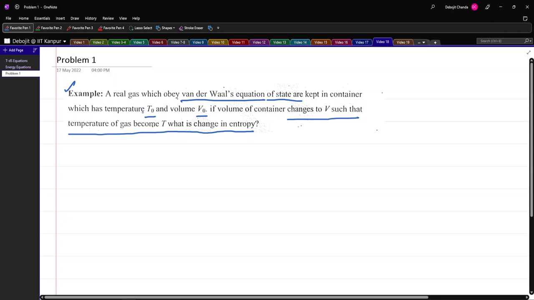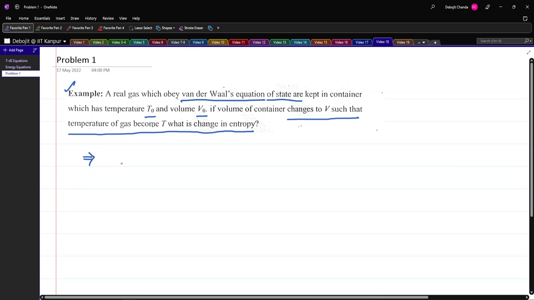Now, what is the difficult thing about this problem that we cannot solve it without using a tedious equation? It is the thing that, unlike the previous thermodynamic processes that we encounter, like isochoric, isobaric, isothermal processes, here it is not stated that any of the quantities is kept constant. So this is kind of a general process, and that's why we need to use a tedious equation.